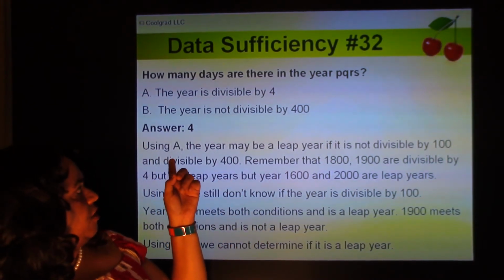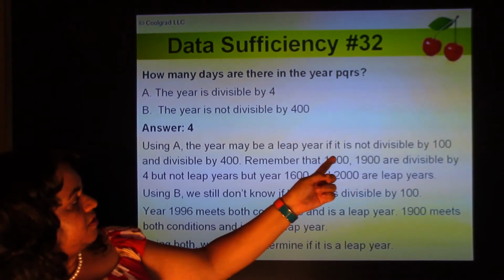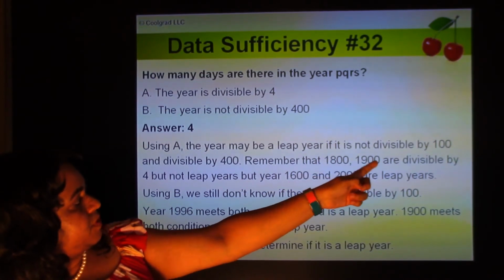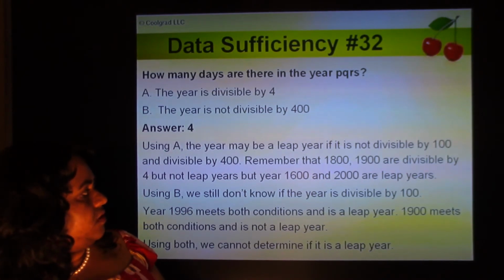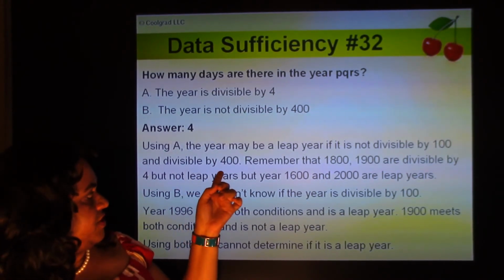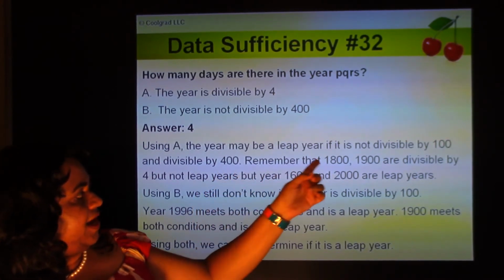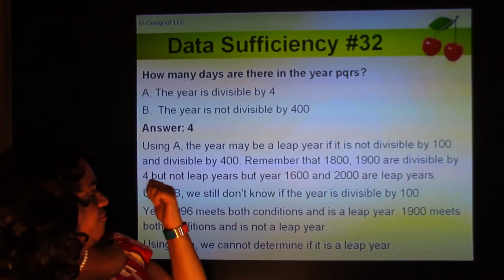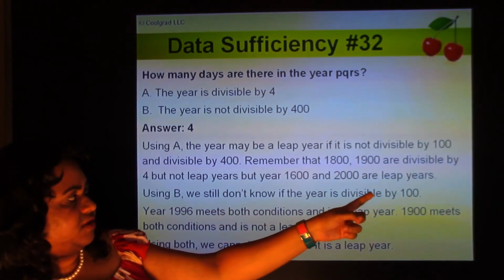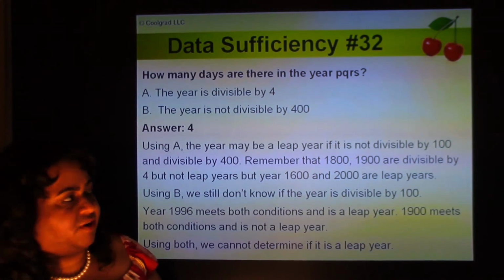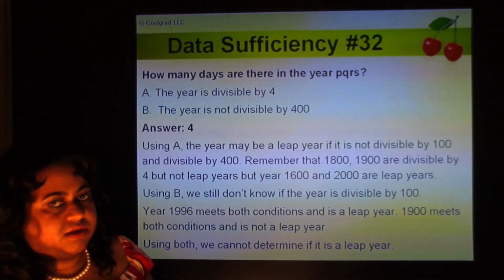So using statement A alone, the year is divisible by 4. It may be a leap year if it's not divisible by 100, but if it's divisible by 400, it is. For example, 1800, 1900 are divisible by 4, but they're not leap years. And 1600 and 2000 are leap years. They're also divisible by 4, but they are leap years. Just because it's divisible by 4 doesn't mean it's a leap year. So we don't know the number of days.